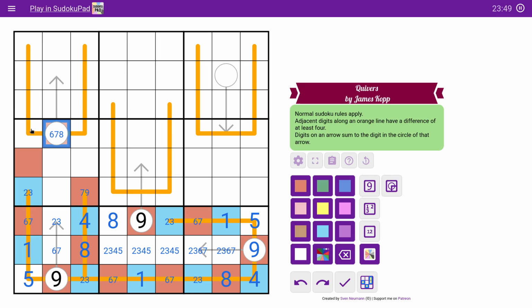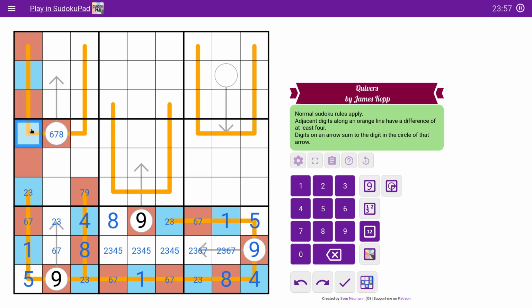So this is high. Now this is not a 5, so we alternate. One of these is a 4.